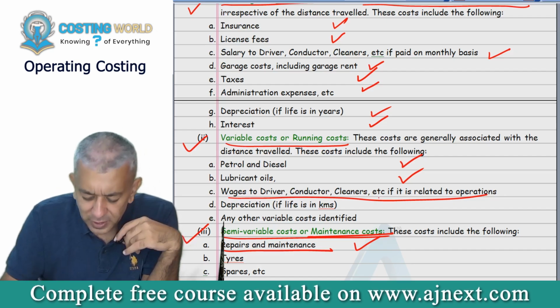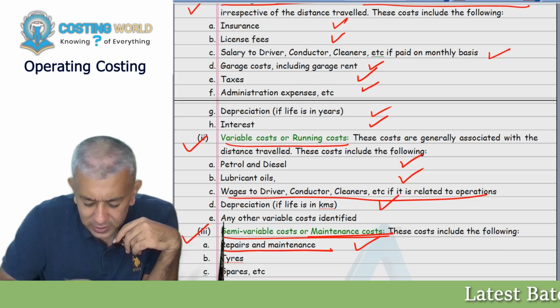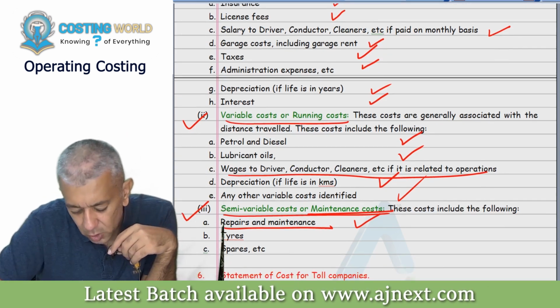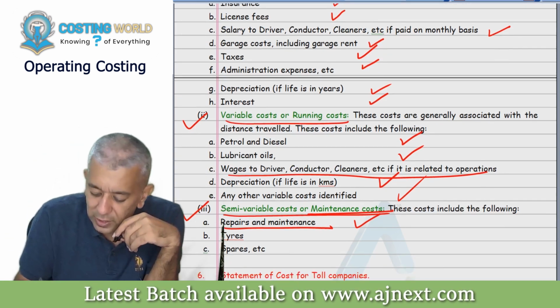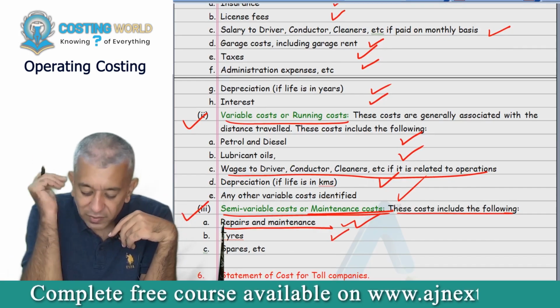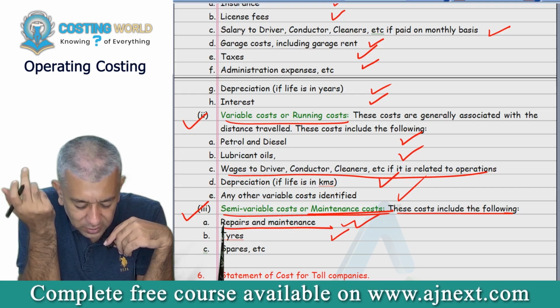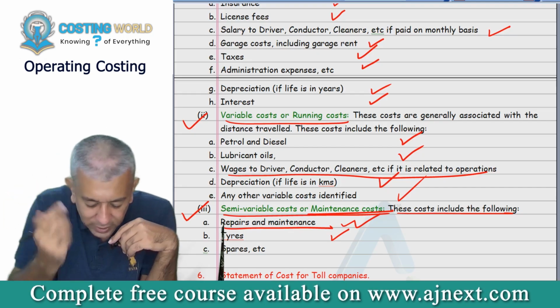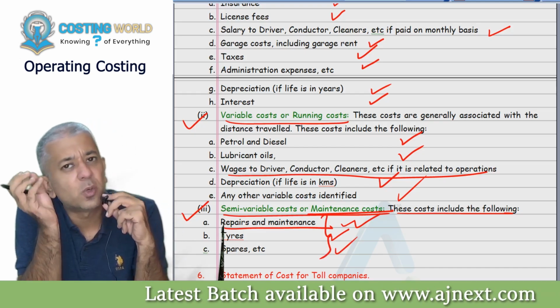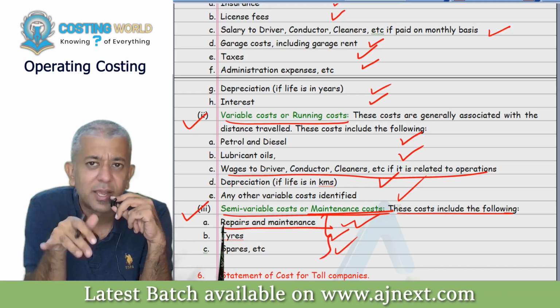Variable. Depreciation life is there in kilometers. Any other variable cost identified? Okay, further, semi-variable cost or maintenance cost only. These include the following: repair and maintenance, tires cost. They should try to identify that tire is supposed to be a semi-variable. Spares, etc. So this is a very small head. But try to always put repair and maintenance and tires cost in this.